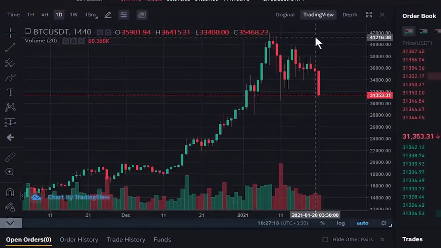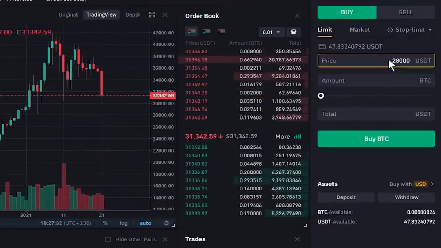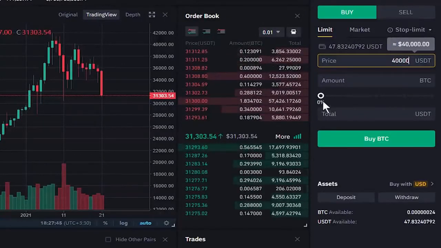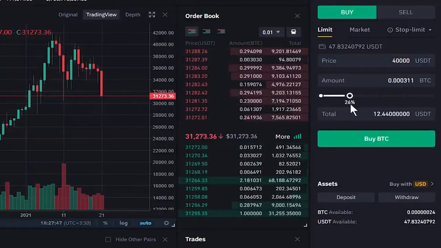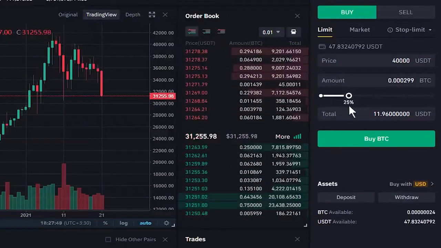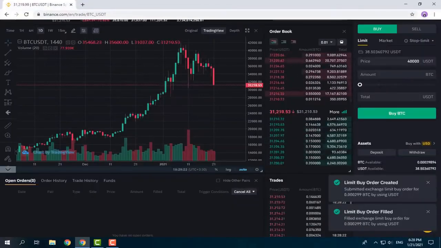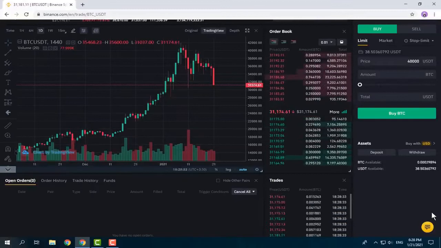You may ask what happens if we set a limit buy order above the current price. Let's see what happens. For example, let's place our limit price on 40,000 and the amount, for example, 25% of our available Tether, and we click on buy BTC, and it shows this message that your order price is 5% higher than the latest market price. And if we click on confirm, it's done and the order is executed instantly.